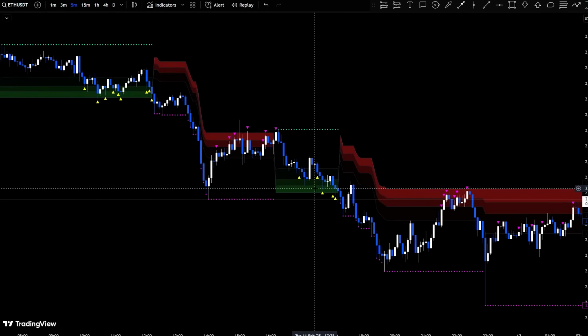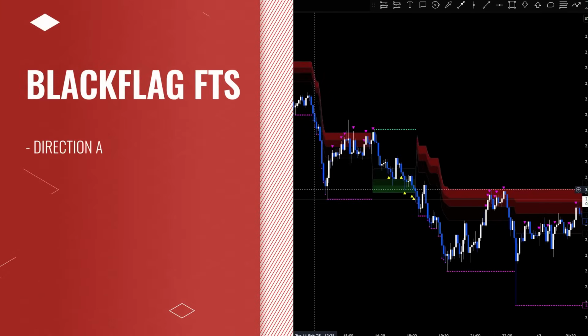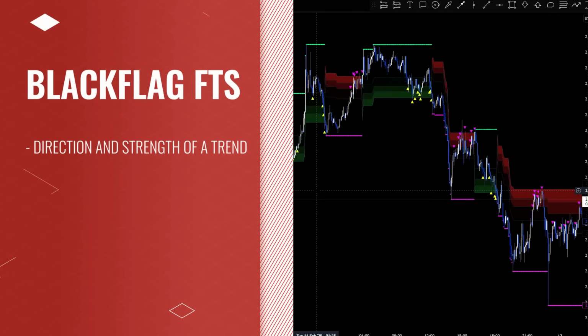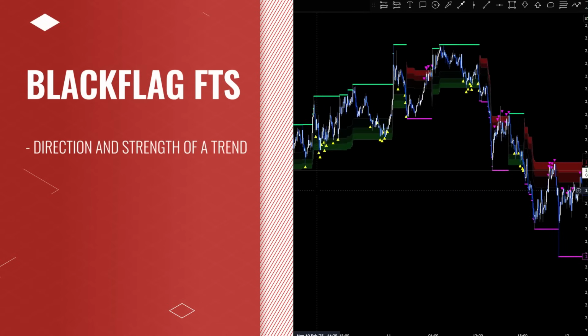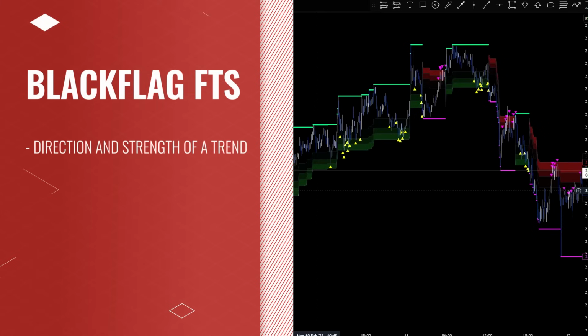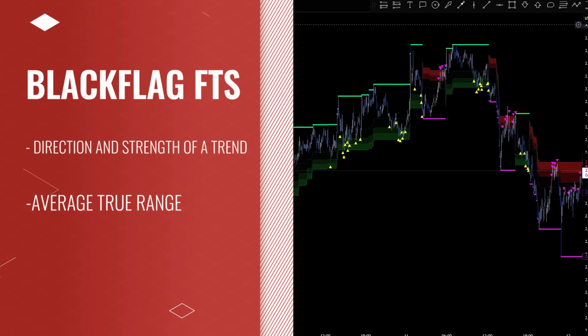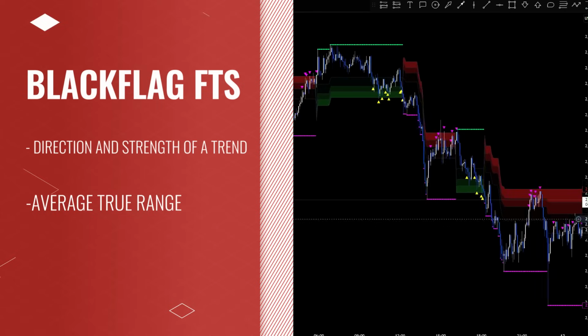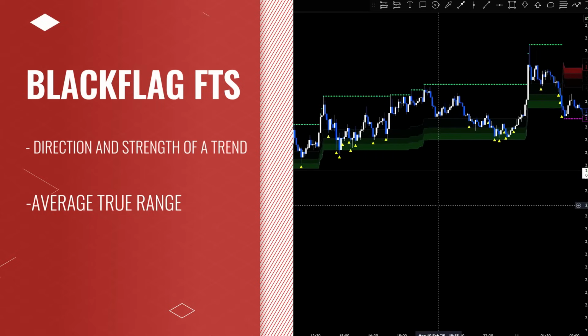It's designed to identify the direction and the strength of a trend. Think about it. Knowing where the price is going is good, but knowing how strongly it's going there, that's where the real opportunities lie. This indicator is built on the average true range or ATR. It sounds complicated, but it's really just a way to measure how volatile the market is. We'll break it down so it's easy to grasp, I promise.